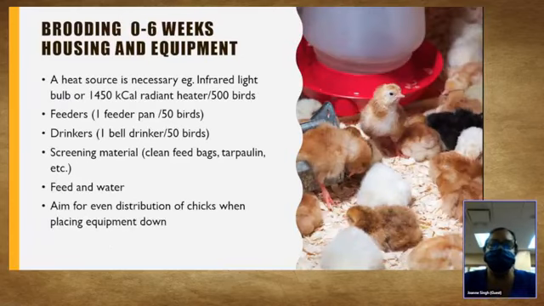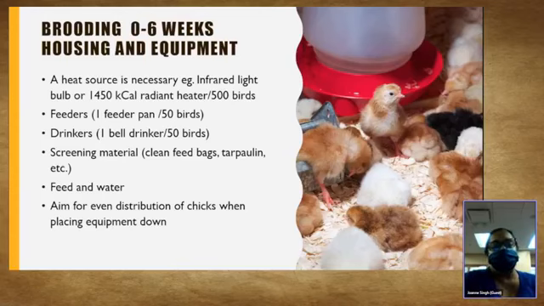So what is needed for your brooding phase? A heat source is necessary because chicks need it in order to regulate their body temperatures. They can't do it on their own, right? For instance, an infrared light is recommended per 500 birds. If you have fewer than 500 birds, you don't need more than one bulb. You just need to regulate the heat, all right? If you have more than 500 birds, then you need one per 500 birds.